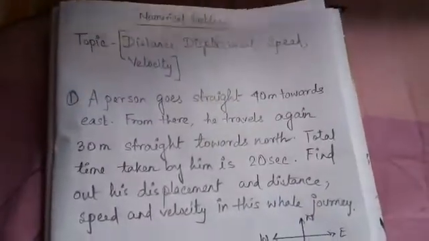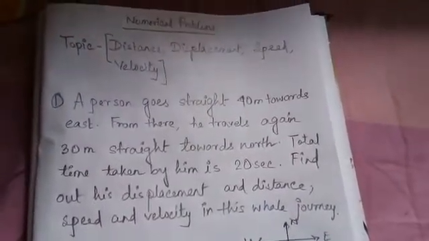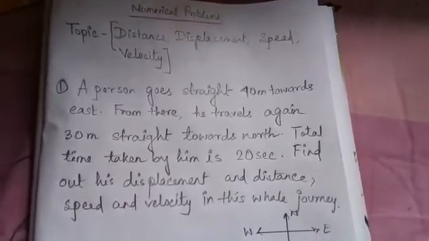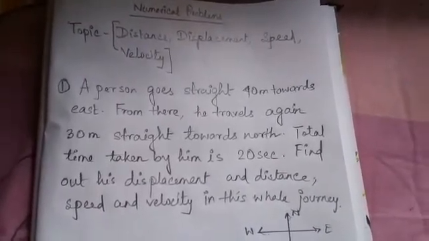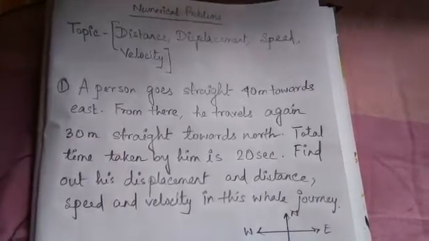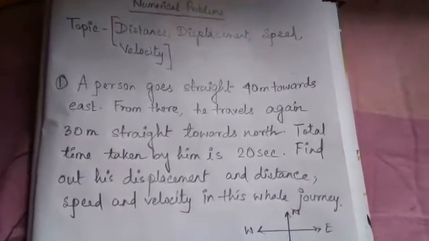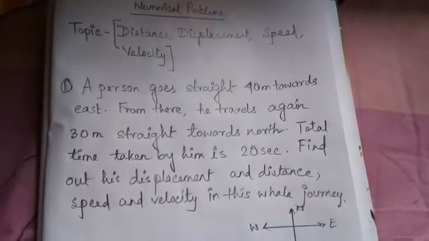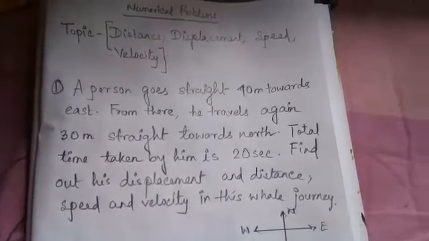Students, today we are going to solve the numerical problems related to distance, displacement, speed and velocity. A person goes straight 40 meter towards east. From there he travels again 30 meters straight towards north. Total time taken by him is 20 seconds. Find out his distance, displacement, speed, velocity in this whole journey.